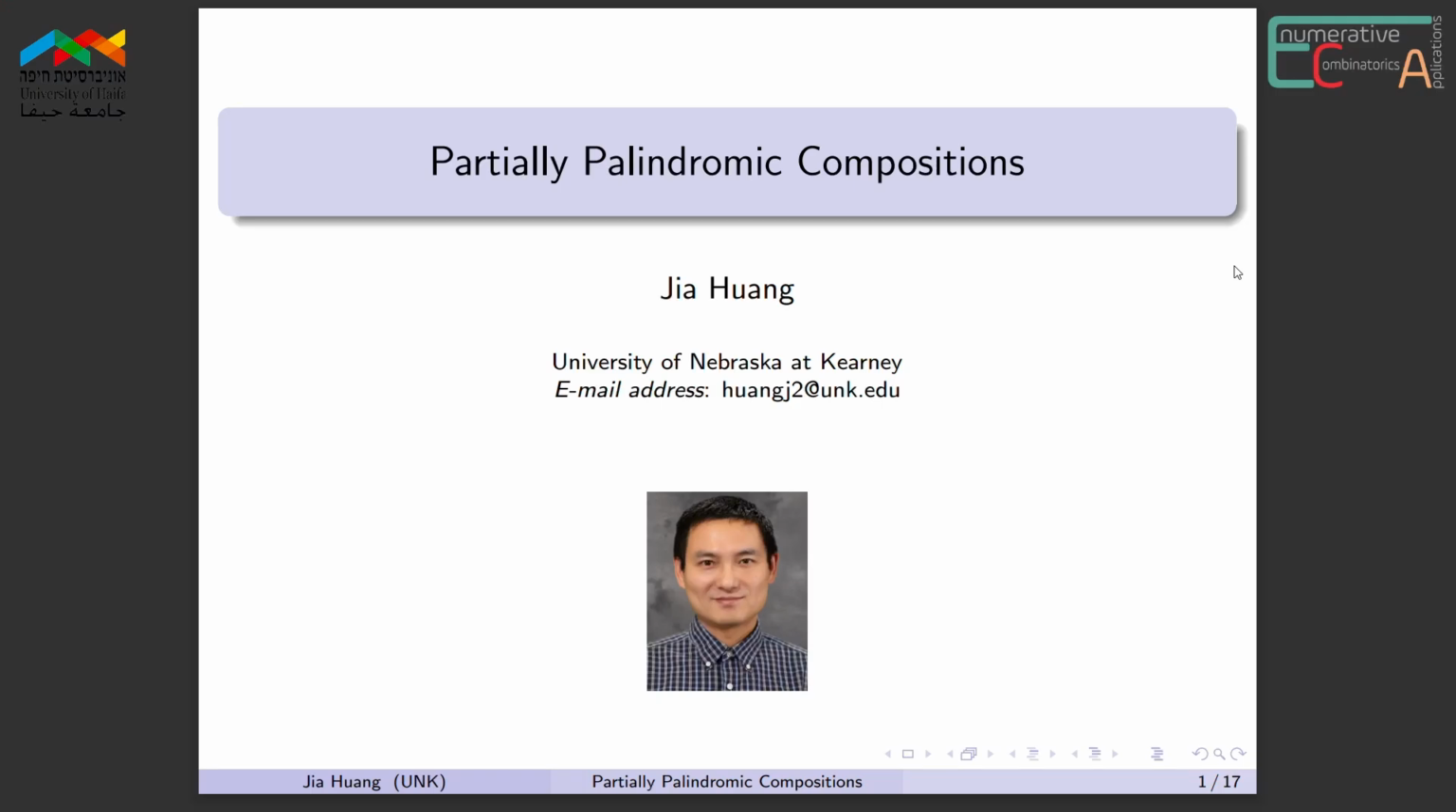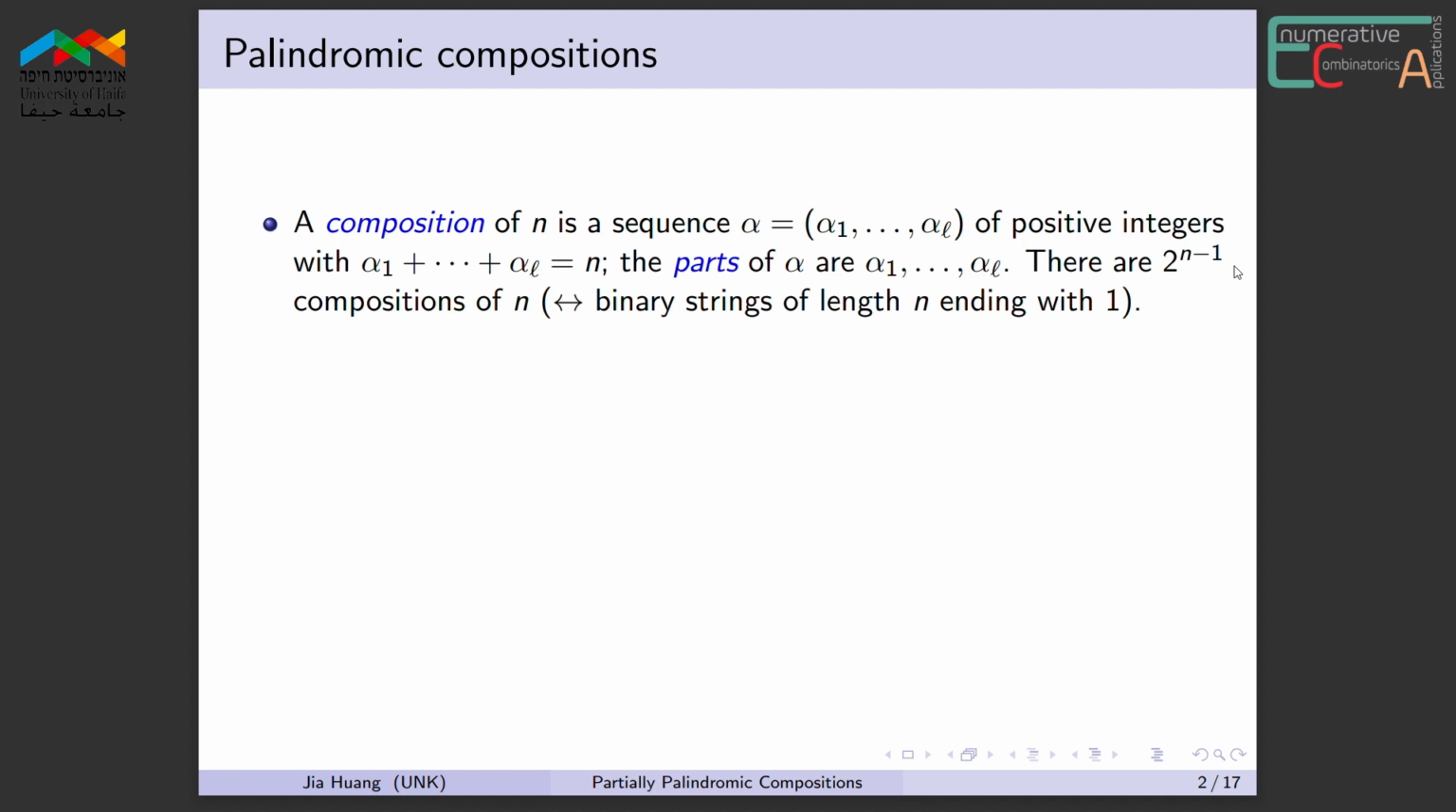Hello everyone. In this presentation, I'll show you my recent work on partially palindromic compositions. Let's begin with definitions. A composition of n is a sequence of positive integers, alpha 1 through alpha l, whose sum is n. These integers are the parts of this composition.